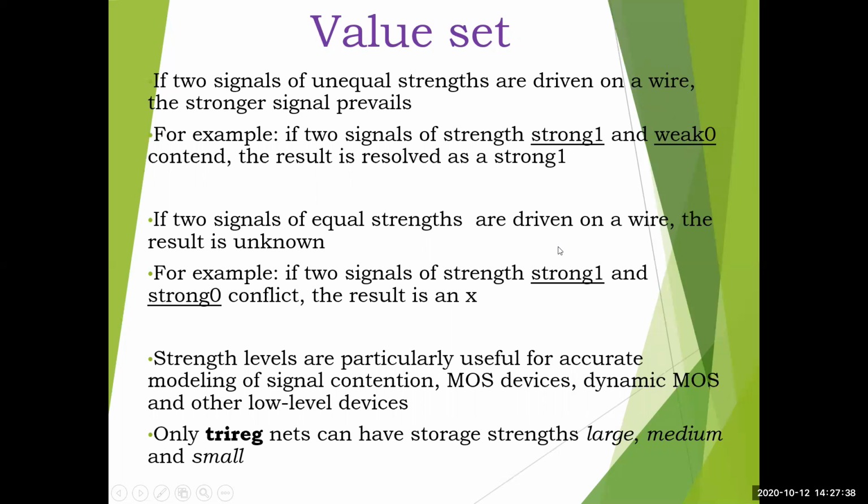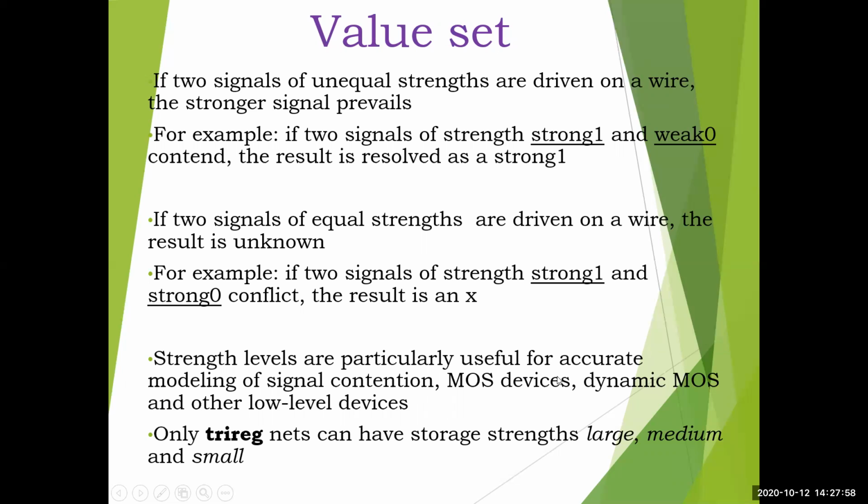Similarly, if two signals of equal strengths are driven on a wire, the result is unknown. For example, if two signals of strength strong 1 and strong 0 conflict, both are strong, 1 and 0, so there is a conflict. In that case, the result will be considered as unknown, X.